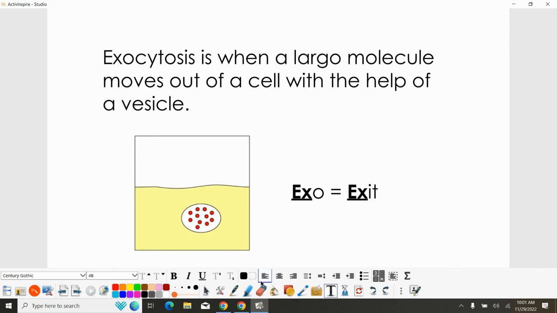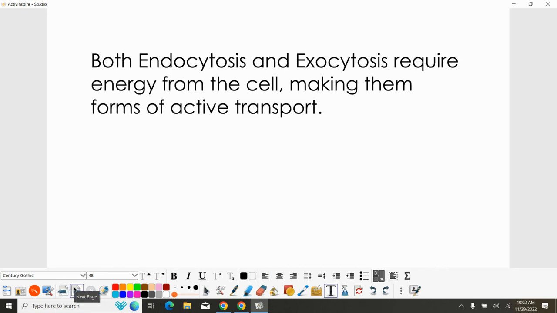Again, what's going to happen is the vesicle is going to attach to the phospholipid bilayer that is the cell membrane, open up, and release those large particles to the outside world. The formation of vesicles requires energy from the cell. So both endocytosis and exocytosis are forms of active transport.